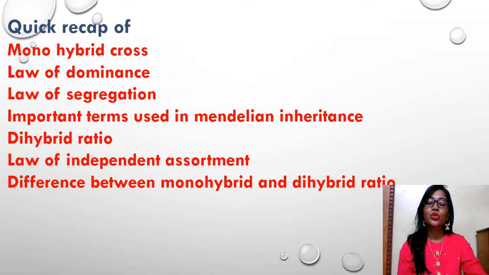In the previous part of inheritance and variation, we have studied in detail what is monohybrid ratio and the two laws which are based on the monohybrid ratio, that is law of dominance and law of segregation. Apart from these two laws, various biological terms are used by Mendel.